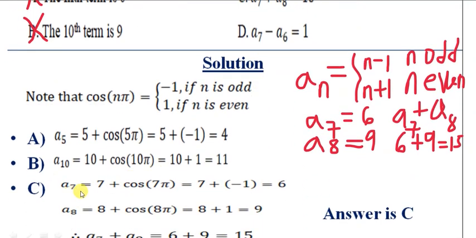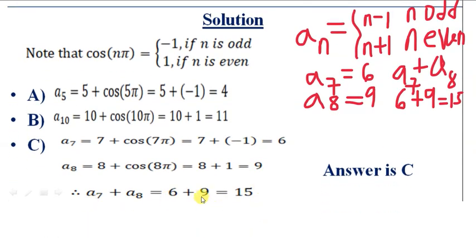Now here I have done the answer. a7 is equal to 7 plus cosine 7 pi, which is 7 plus minus 1, which is equal to 6, and a8 is 8 plus cos 8 pi. 8 is even, and therefore cosine 8 pi gives us 1, and 8 plus 1 gives us 9, and the sum of the two terms is equal to 15, which is the right answer.